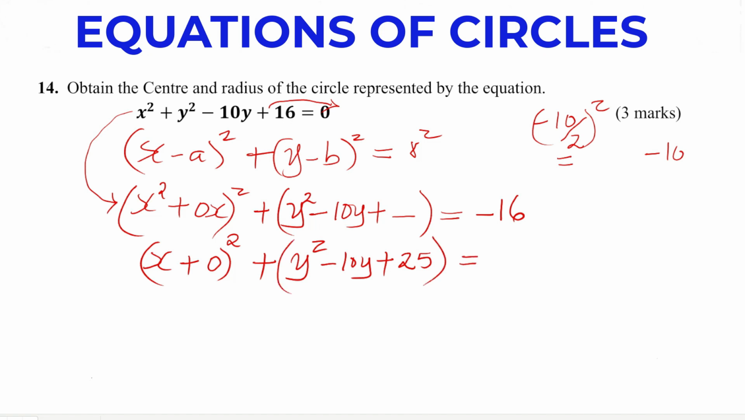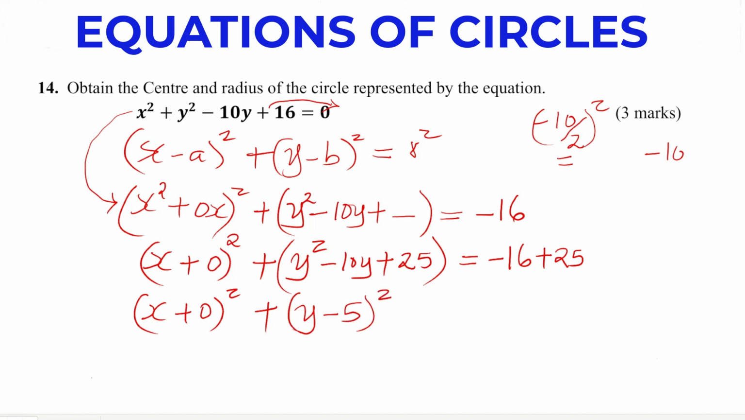And then on the right hand side, you have negative 16. Whatever you added in each of these terms, you must add. Here you added 0, which will not make any difference. Then you added 25, so you must add 25 here. This will give (x plus 0) squared plus, when you factorize y squared minus 10y plus 25, (y minus 5) squared. And the right side is negative 16 plus 25, which gives 9. With this, you can see it has now formed the standard equation of a circle.